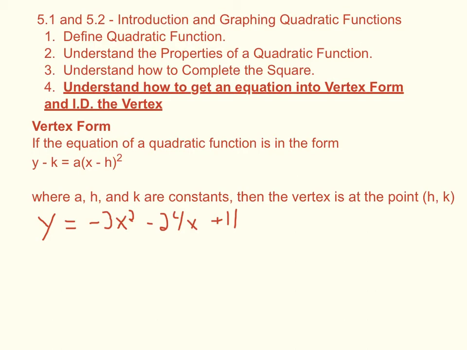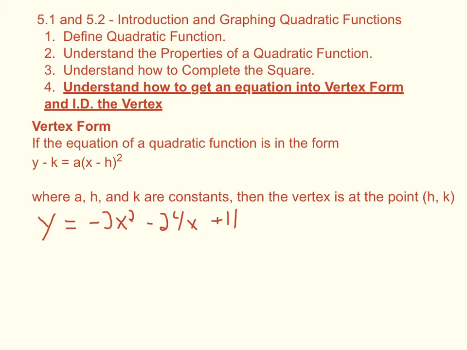Okay, here's what we've been waiting for, the vertex form. If the equation of a quadratic function is in the form y minus k equals a times the quantity x minus h squared, where a, h, and k are constants, then the vertex is at the point h, comma, k. Now, for those of you that are paying close attention, you will see the vertex form is y minus k. So pay close attention to the signs. Let's go through an example and you'll see.